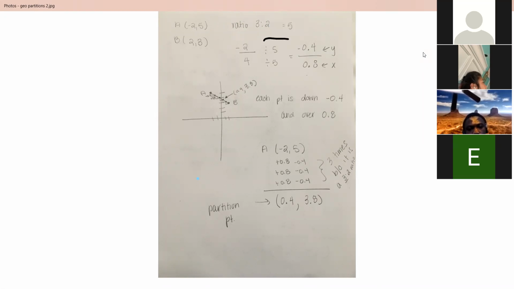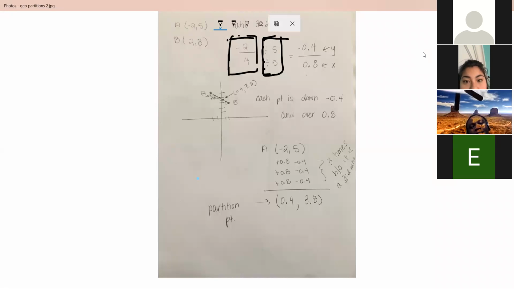So 3 plus 2 is 5, so there's going to be a total partitioning of 5 segments. Now, she started with A, which was -2 and 5. Although she put 4 there. I think that's a typo, that should be 8. Nope, never mind, I see now. What again was this, -2, 4? Does anybody remember?